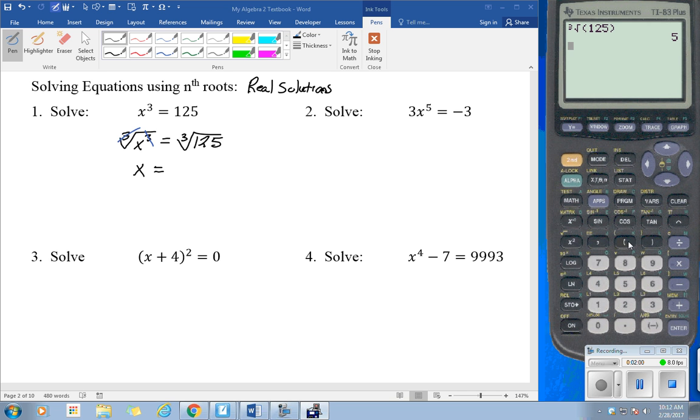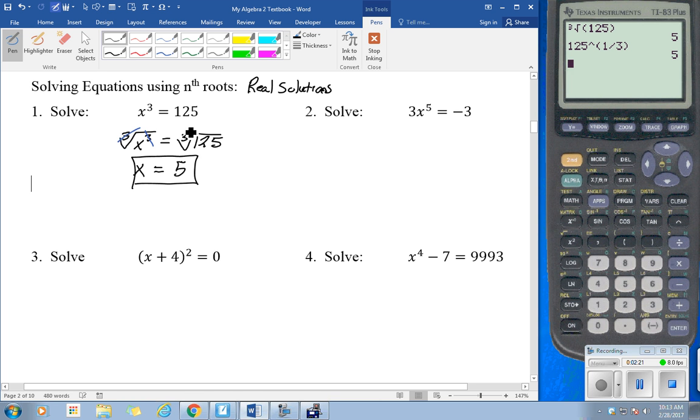You would also have the option of using rational exponents. This is the same thing as 125 to the 1/3 power. So if you don't want to have to go into the menus, you're more than welcome to use the exponents. But either way we look at it, we get an answer of 5. So x equals 5. And when that index is odd, when you're taking the odd root of something, there is only one answer.